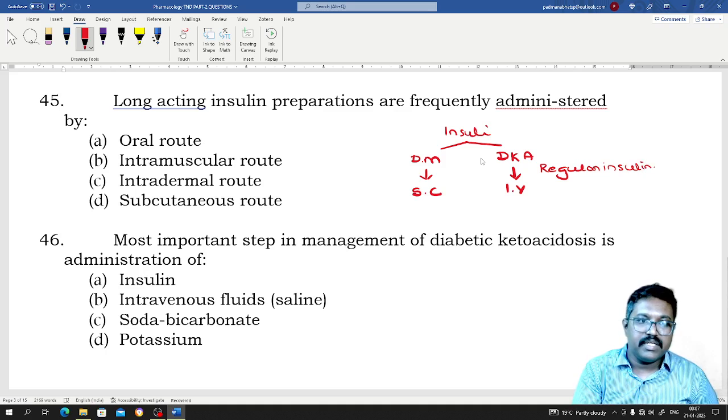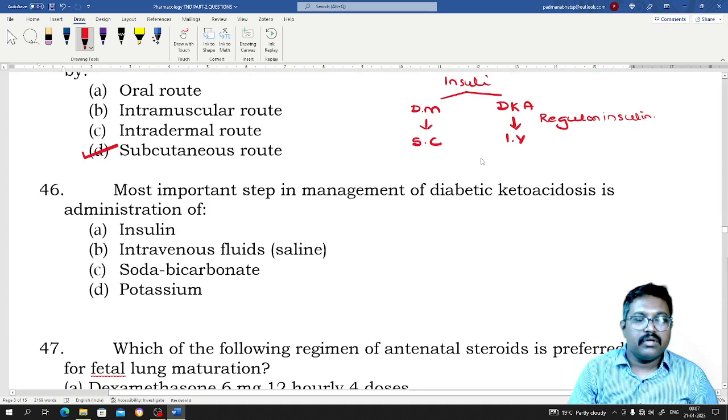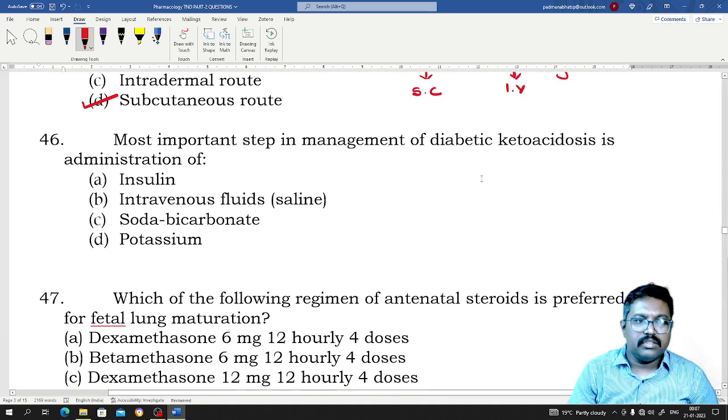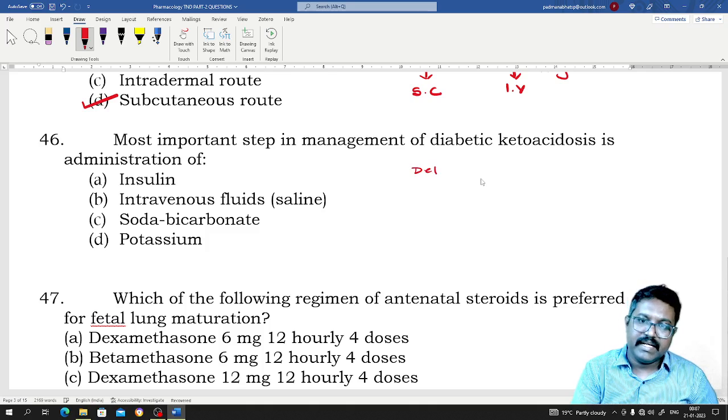So the option is the long acting will have subcutaneous route. Next, moving on to the 46th MCQ, the most important step in the management of diabetic ketoacidosis is... So the patient will be dehydrated actually. To correct the dehydration, you need to go with the IV fluids first. So you can go with the intravenous fluids here.